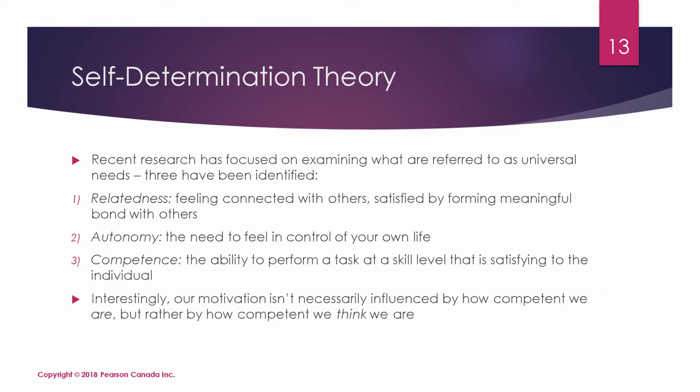And then the third is competence. Individuals want to have the ability to perform a task at a skill level that is satisfying to the individual. It's important to note that the types of tasks that somebody wants to achieve will vary dramatically based on individual context, culture, and society, but basically having the ability to perform tasks that you want to perform at a skill level you're satisfied with would fulfill that universal need of competence. Something that's really interesting is that our motivation isn't necessarily influenced by how competent we are, but rather by how competent we think we are. So even if you are maybe not so great at something, if you feel confident in your ability, that can still help you fulfill that universal need for competence.